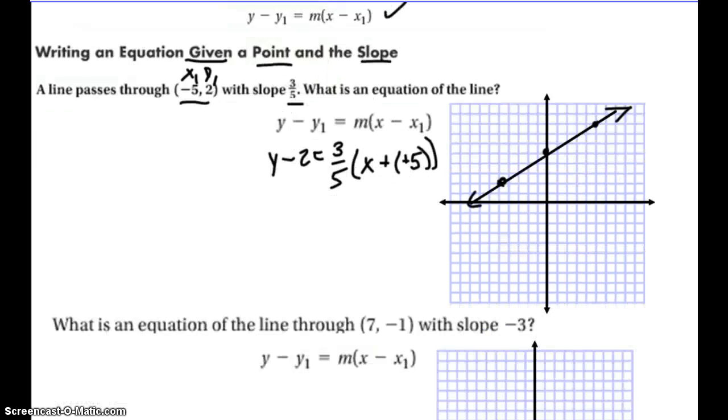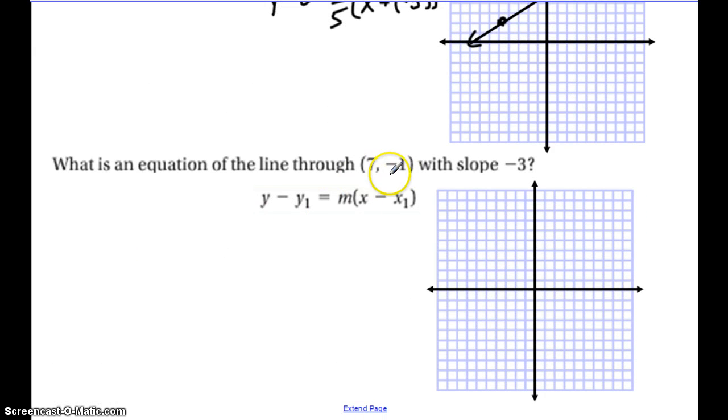Next one is to write an equation of the line through this point with this slope. We're probably going to use, yes, you guessed it, point-slope. So again, let's go ahead and substitute our values in. Y minus our y1. Now we're going to be subtracting -1. Watch your negatives. And we're going to put our slope in, which is -3, times x minus our x1 value. And there we are. There's our equation.